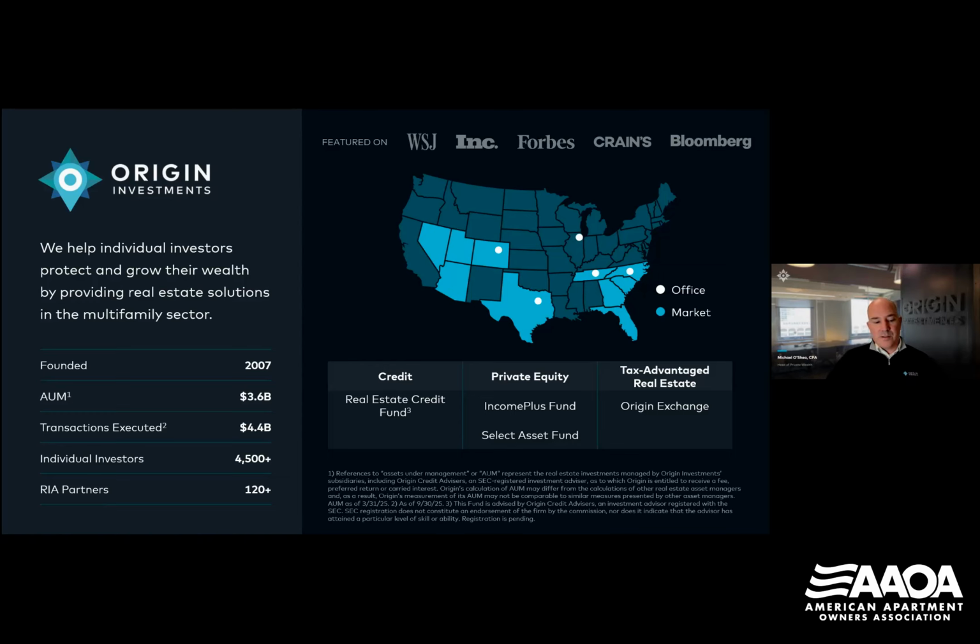Given that we only invest in multifamily, we have a few strategies for people that just want an allocation. We've got a private credit strategy that makes loans to multifamily assets. On the private equity side, we've got Income Plus Fund, which is income plus growth. We've got our Select Asset Fund, which is a ground up development fund. And then on the tax advantaged real estate side, which is what we're focused on today, we offer a turnkey 1031 solution for people rolling out of appreciated assets. So I look at it as allocation strategies and event driven strategies, all within that multifamily bucket.